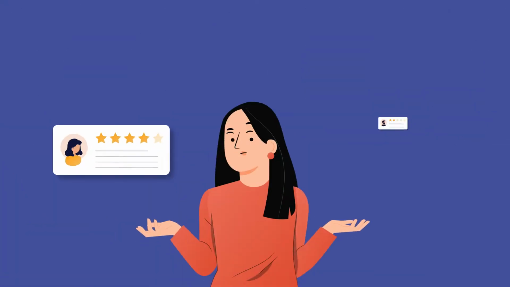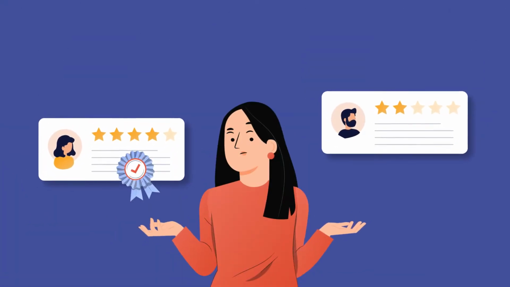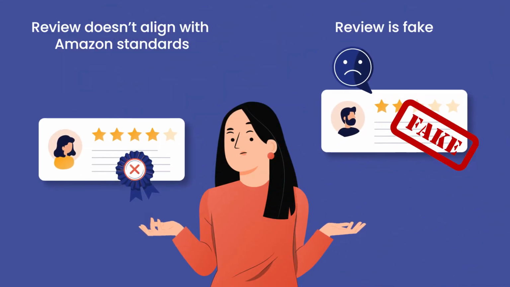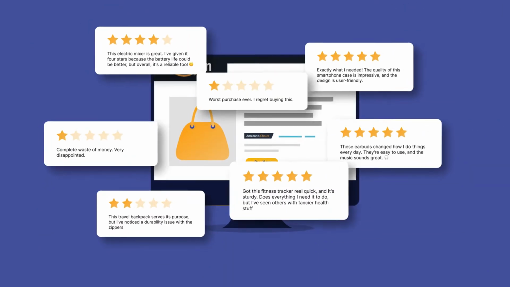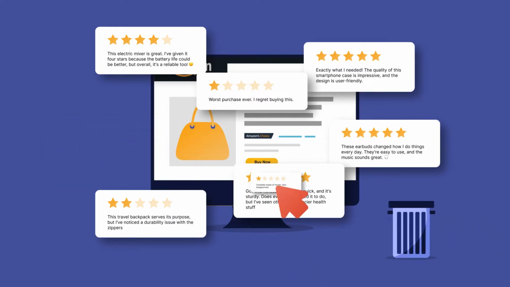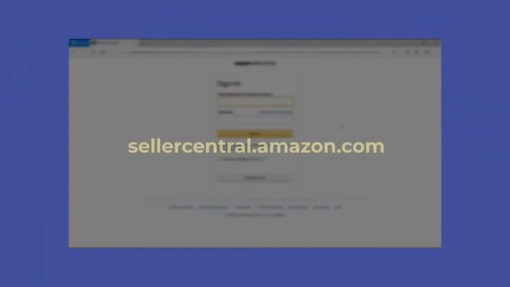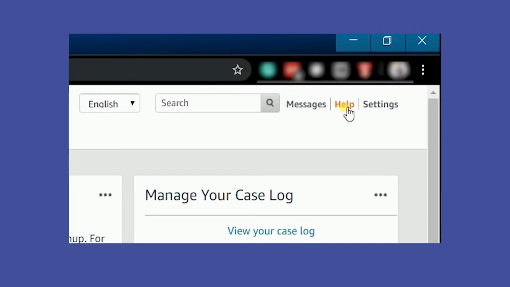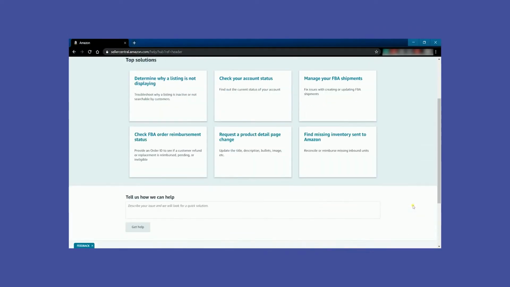There are two main reasons why the review is being removed. If it doesn't align with Amazon standards or appears to be fake. In turn, Amazon doesn't allow sellers to directly delete reviews, whether positive or negative. However, if you believe that Amazon has removed your reviews by mistake, you can appeal the decision through the seller's central platform. In the help section, click the Get Support button to create a ticket.